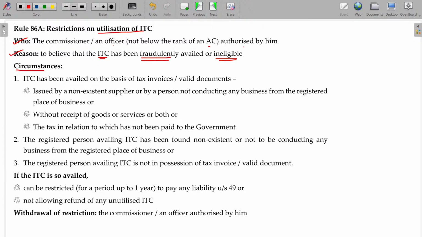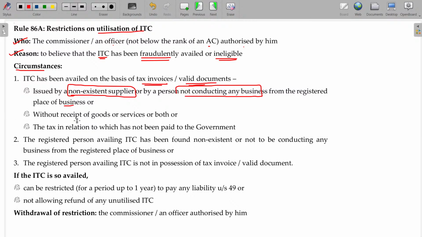Circumstances. ITC has been availed on the basis of tax invoices or valid documents only, provided which is issued by a non-existent supplier, a bogus supplier, or by a person not conducting any business from his registered place. So if you are procuring from a person you are not aware of, but he gives a tax invoice, and based on that you claimed, but the Commissioner knows that that person is fraudulent, immediately it is blocked. You may be the genuine customer, doesn't matter.